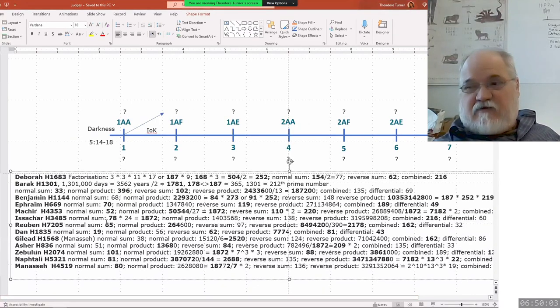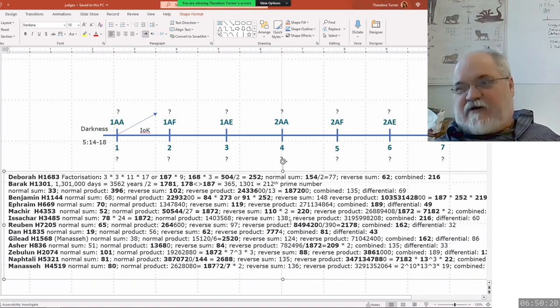Now, Issachar, his normal sum is 78. We know 78 times 24, the number of hours in a day, is 1872. So we get that symbol there as well, and the combined is 216. Now, there were some things I could do with the products and so forth, but I wasn't going to do all of them, just the more significant ones.